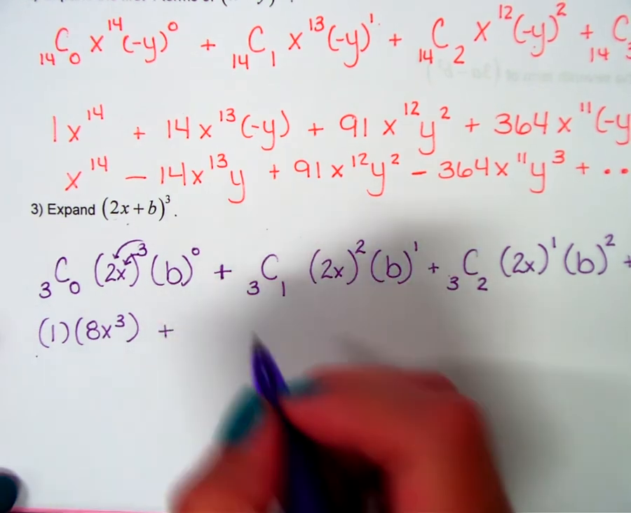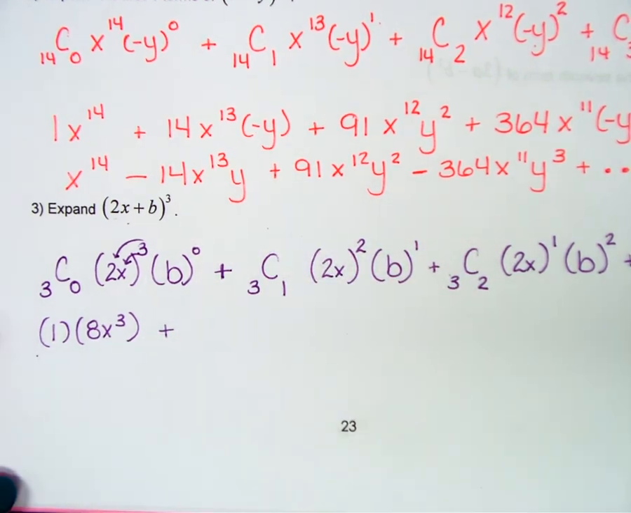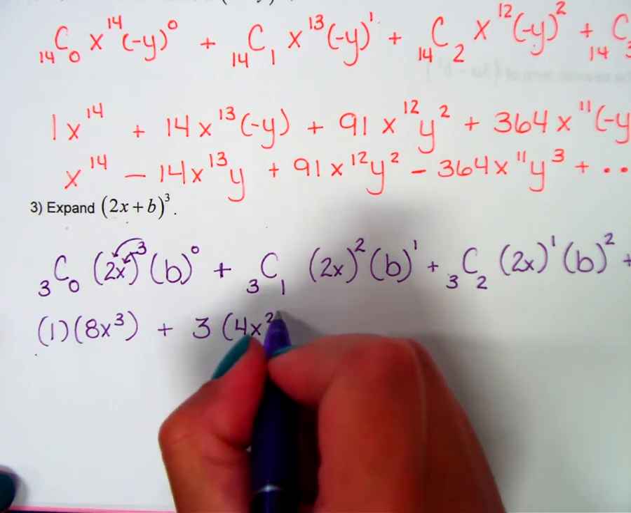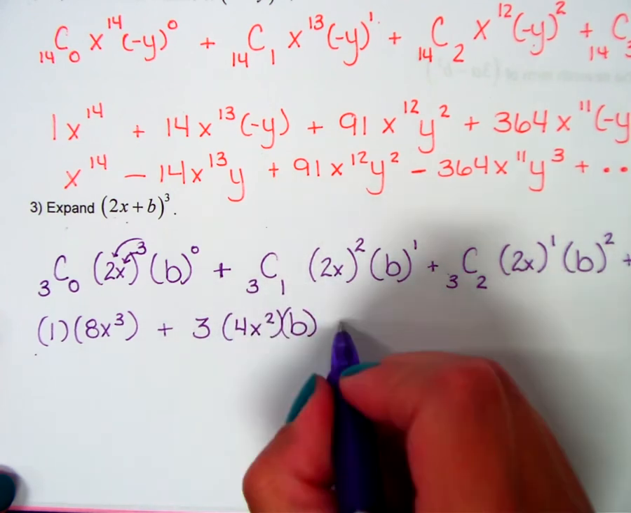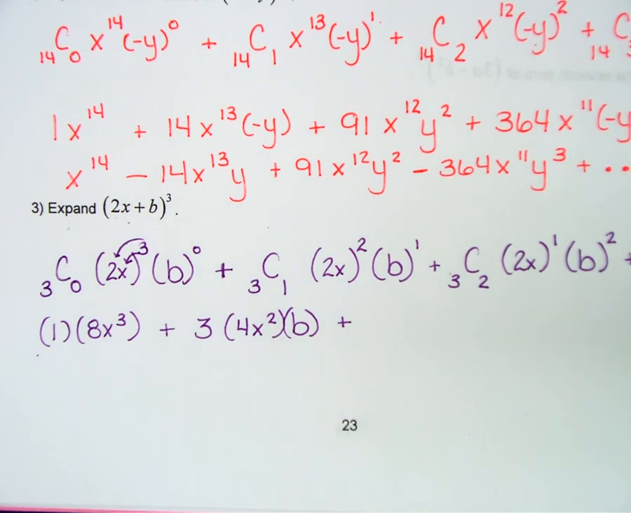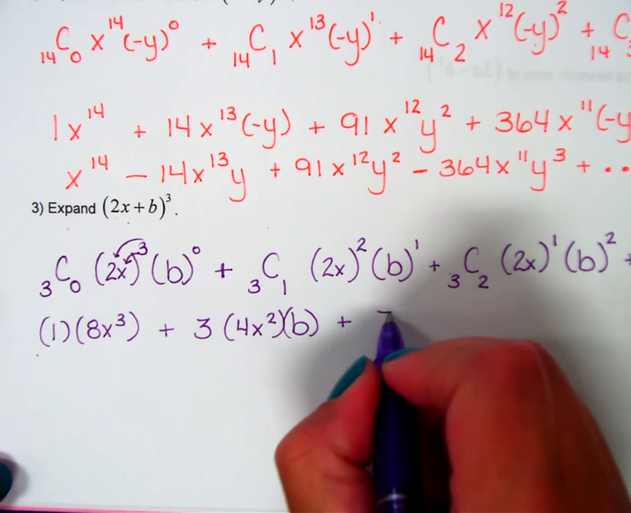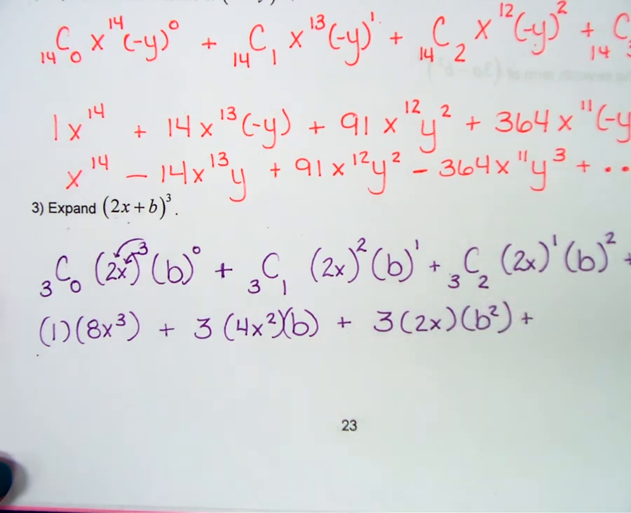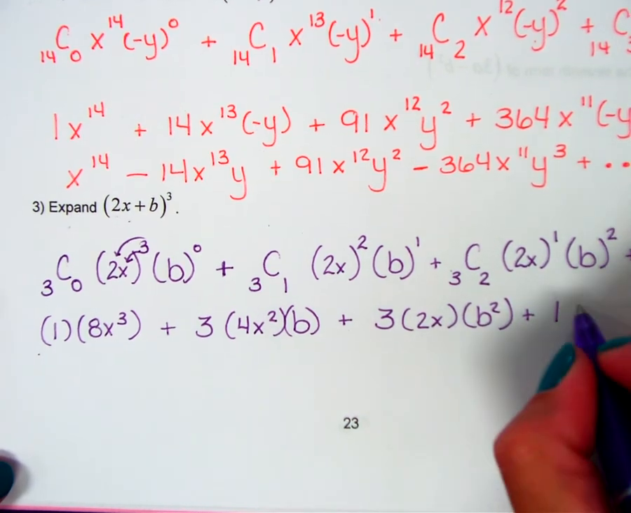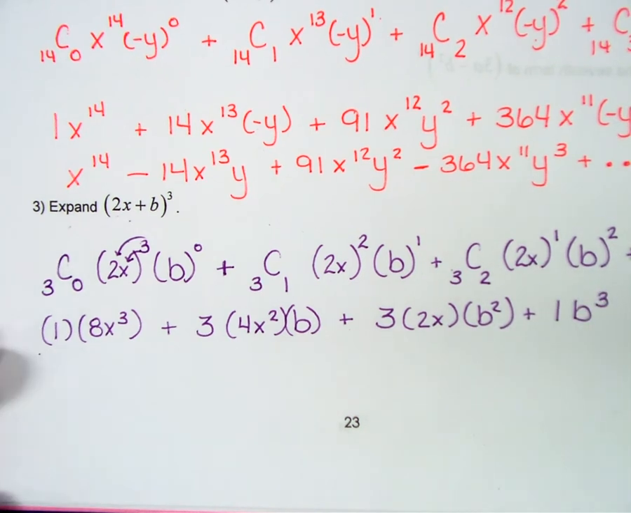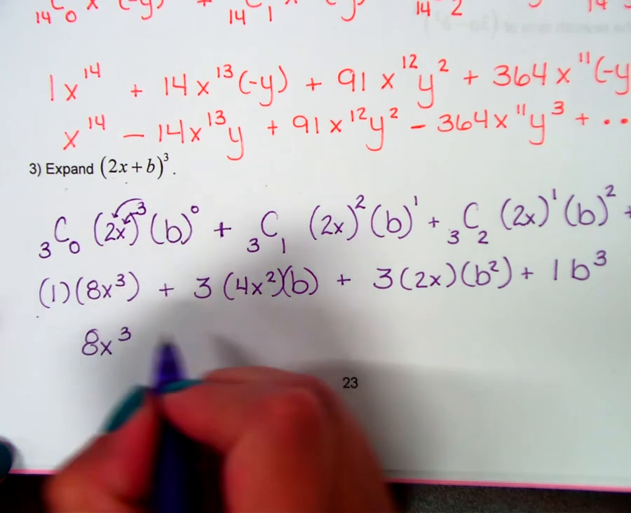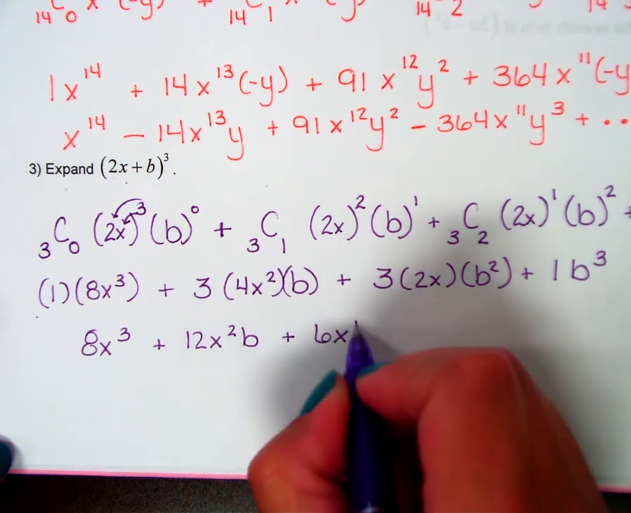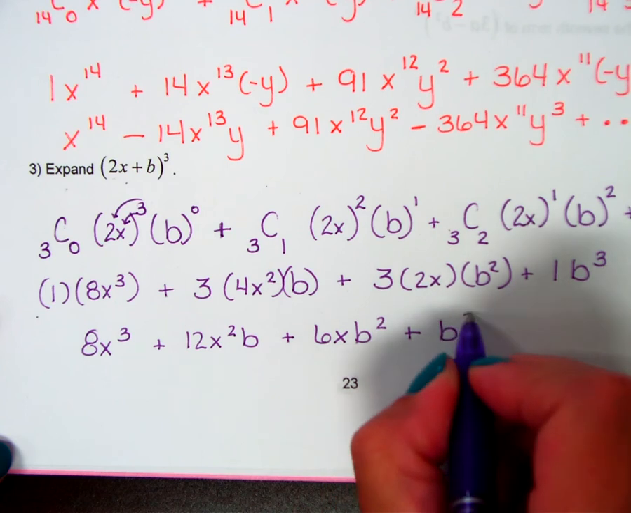So 12x squared b. Let's just do it in pieces, though. Okay, so what's 3 choose 1? 3. And then we're going to have 4x squared times b plus what's 3 choose 2? 3. And then 2x. Oh, yeah, the cube is just 1. And then 3 choose 3 is 1. That goes away, and we are at b cubed. All right, so I've got 8x cubed plus 12x squared b plus 6xb squared plus b cubed.